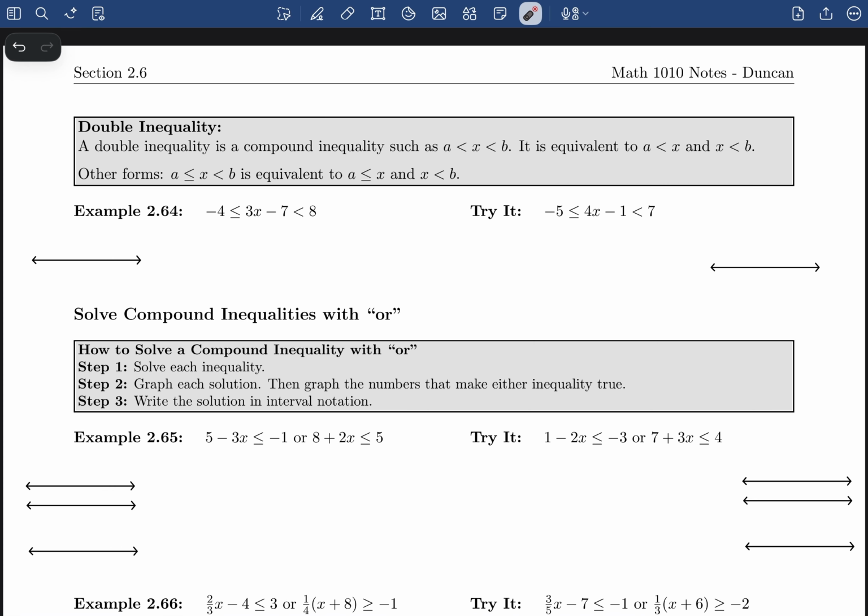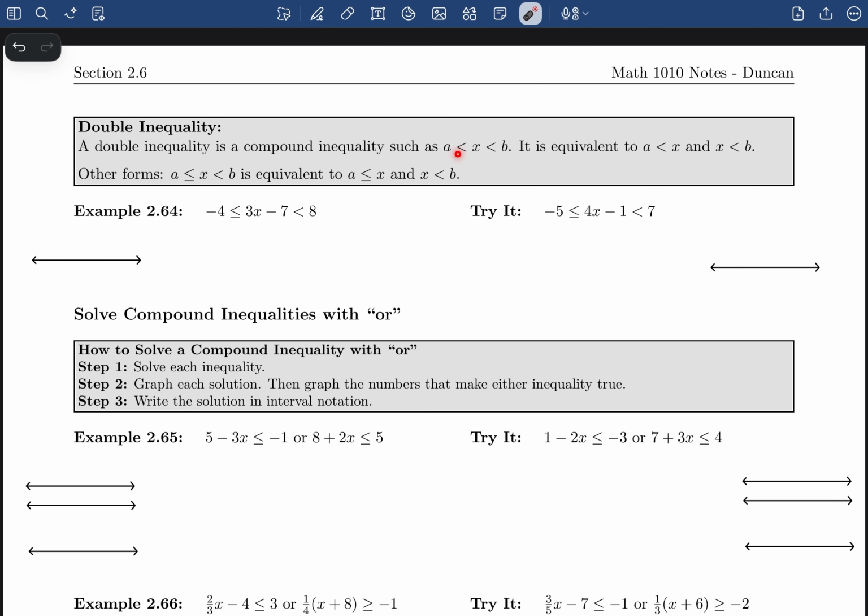Now, the compound inequality with and can be written as a double inequality. So let's define double inequality. A double inequality is a compound inequality such as a is less than x, which is less than b. It is equivalent to a is less than x and x is less than b. All right, so it's a compound inequality, but we can write this compound inequality with the word and like this. And this is simpler. It looks simpler. We don't have to worry about the word and anymore. It's really nice. Now, there are different versions of this, right?